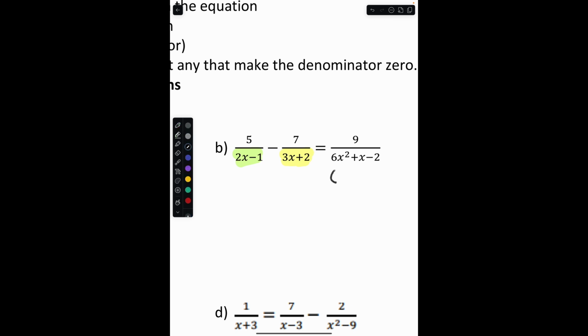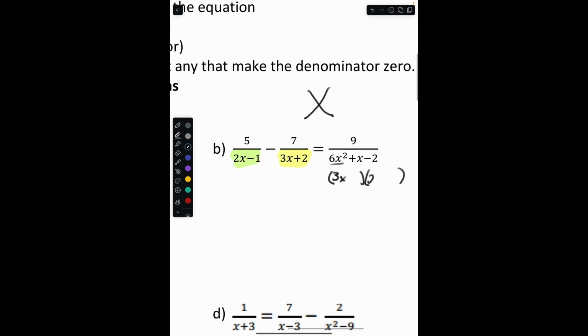I know you guys use a method for factoring a trinomial into two binomials, but I don't know how that works. I only learned to do it the hard way. I need two things that multiply together to give me 6x squared. That's going to be 3x and 2x.